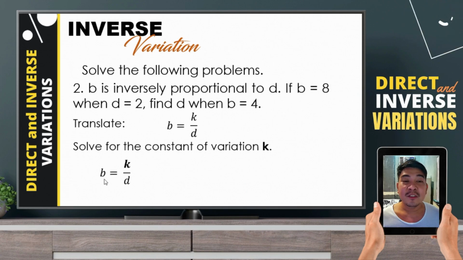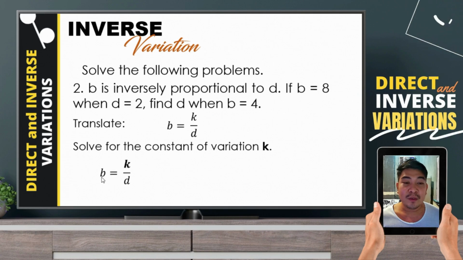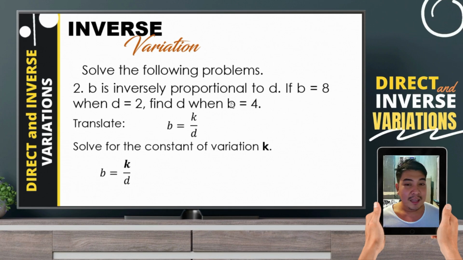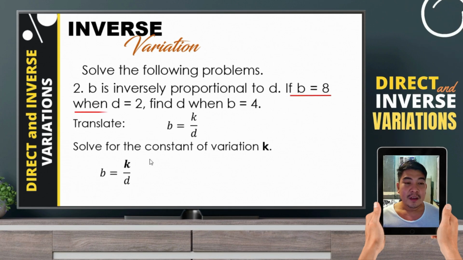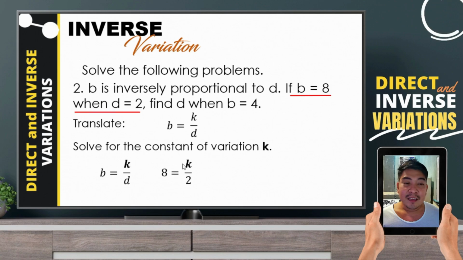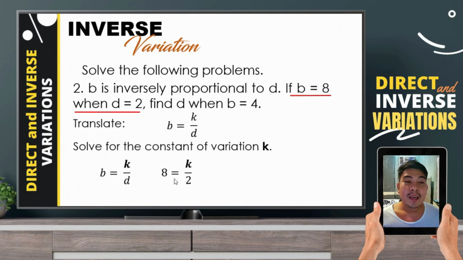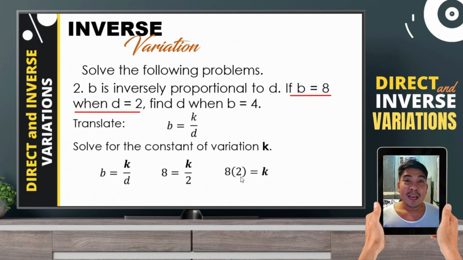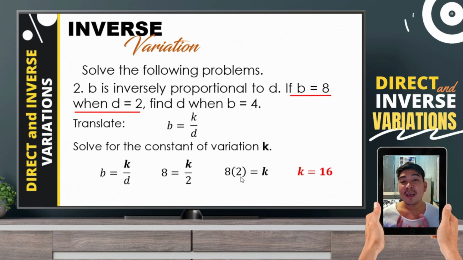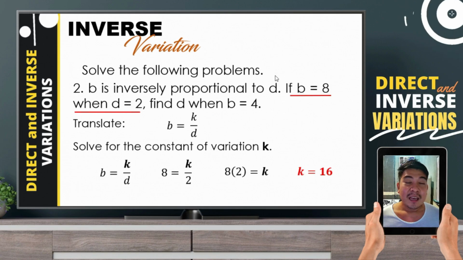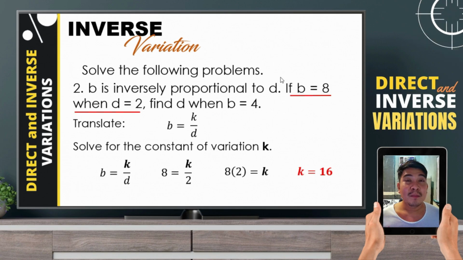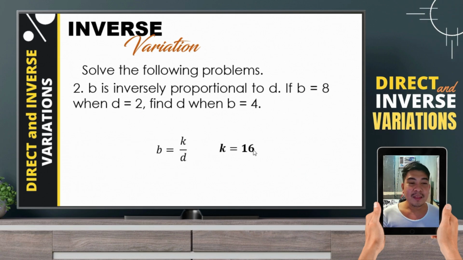So out of our original translation, we just need to substitute the value of b. The value of b is 8. And then the value of d is 2. So that will be 8 is equal to k over 2. Then, we just need to cross multiply. 8 times 2, that will be equal to k. 8 times 2 is 16, so therefore the value of k is 16. So the shortcut, if it is inverse, we just need to multiply the first and the second quantity. So 8 times 2, that will be 16.